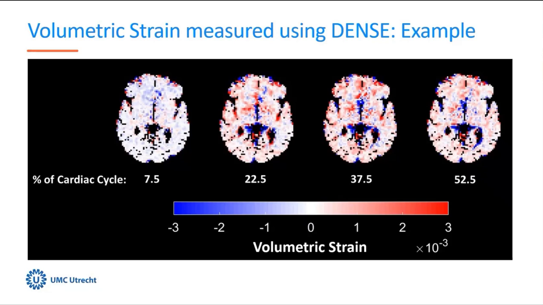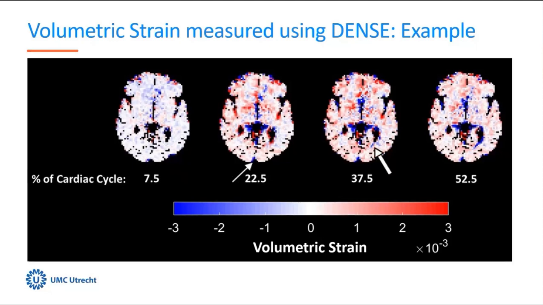Here you can see an example of these volumetric strain maps at different moments, at different cardiac phases. And you can nicely see that a lot of the brain is expanding. So all the red parts are positive volumetric strains, but there are also some parts which are more compressing. For example, here at the sagittal sinus, there seems to be some compression going on. And also a bit deeper in the brain, there are also some compressed voxels.